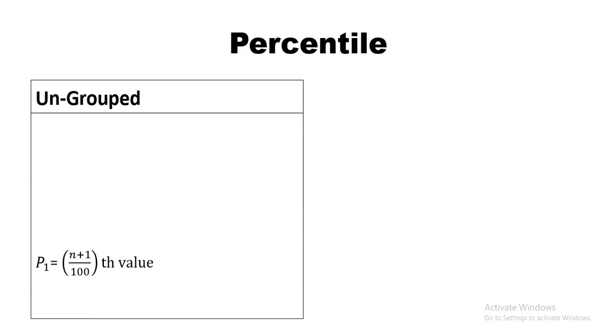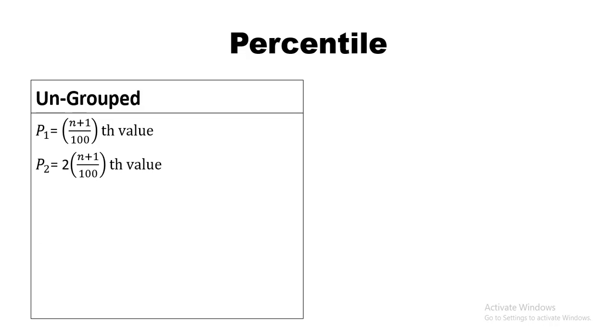For ungrouped data, percentile is calculated as P1 equals (n plus 1) divided by 100. P2 is twice (n plus 1) divided by 100. P3 is 3 times (n plus 1) divided by 100. Now if we want to calculate the value for P99, then P99 is equal to 99 times (n plus 1) divided by 100.